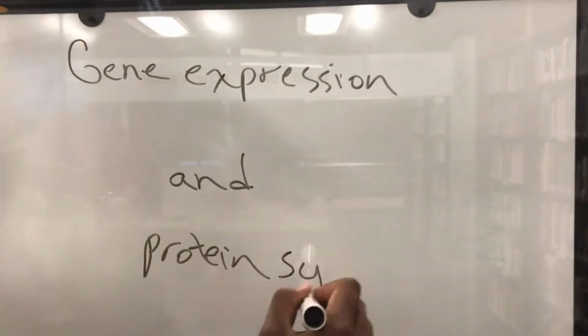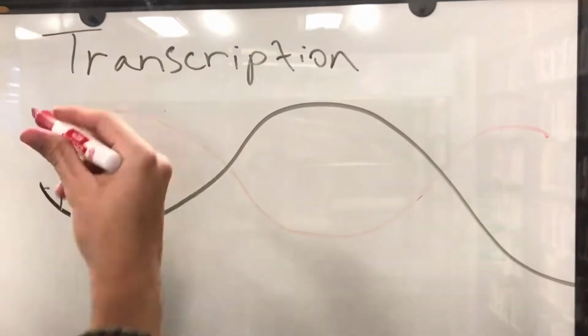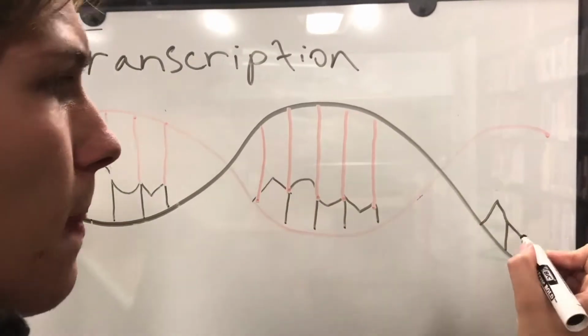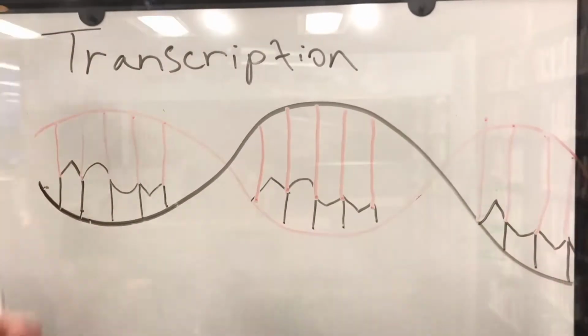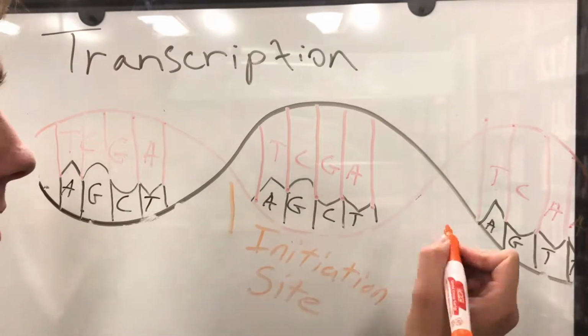Hey guys, today we're going to be discussing the process of gene expression and protein synthesis. Transcription begins in the nucleus with initiation, where the RNA polymerase enzyme collides with the DNA at the initiation site. Within the RNA polymerase, the DNA gets unzipped, allowing it to begin reading and recording the information within the DNA.